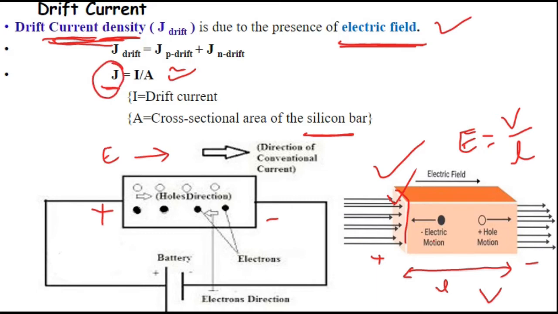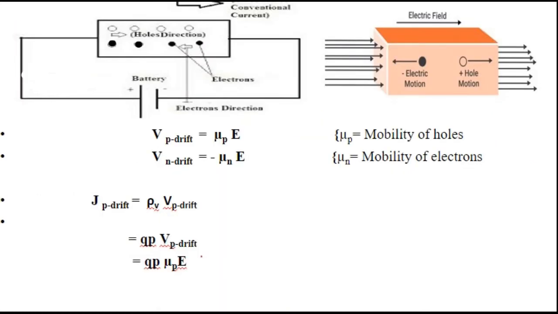Here the drift current density is calculated as the summation of the drift current due to the holes and the drift current due to the electrons. So let's calculate the JP drift, that is the drift current density due to the holes. Here you can see whenever there is electric field across the semiconductor, the current starts flowing, that is the movement of electrons and holes takes place.